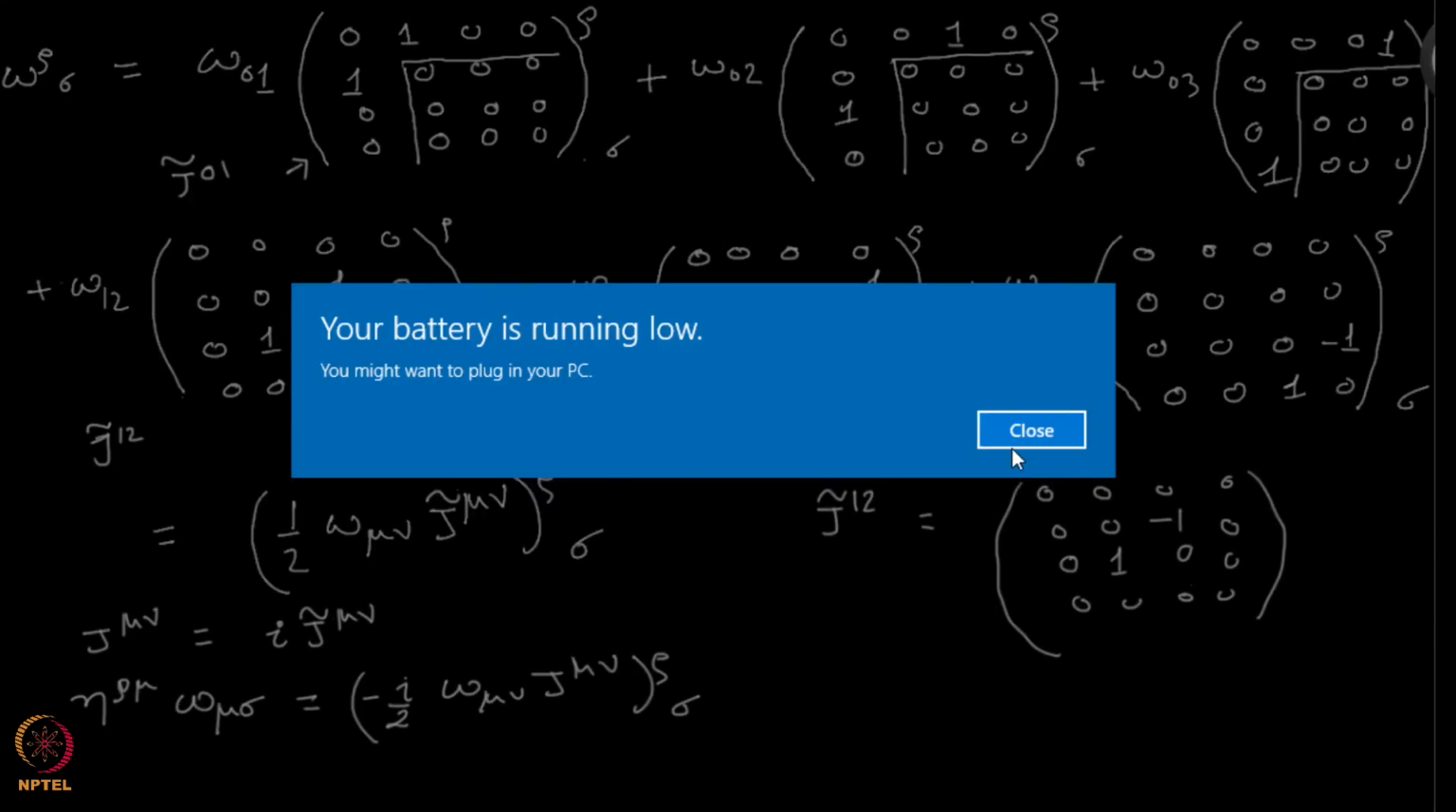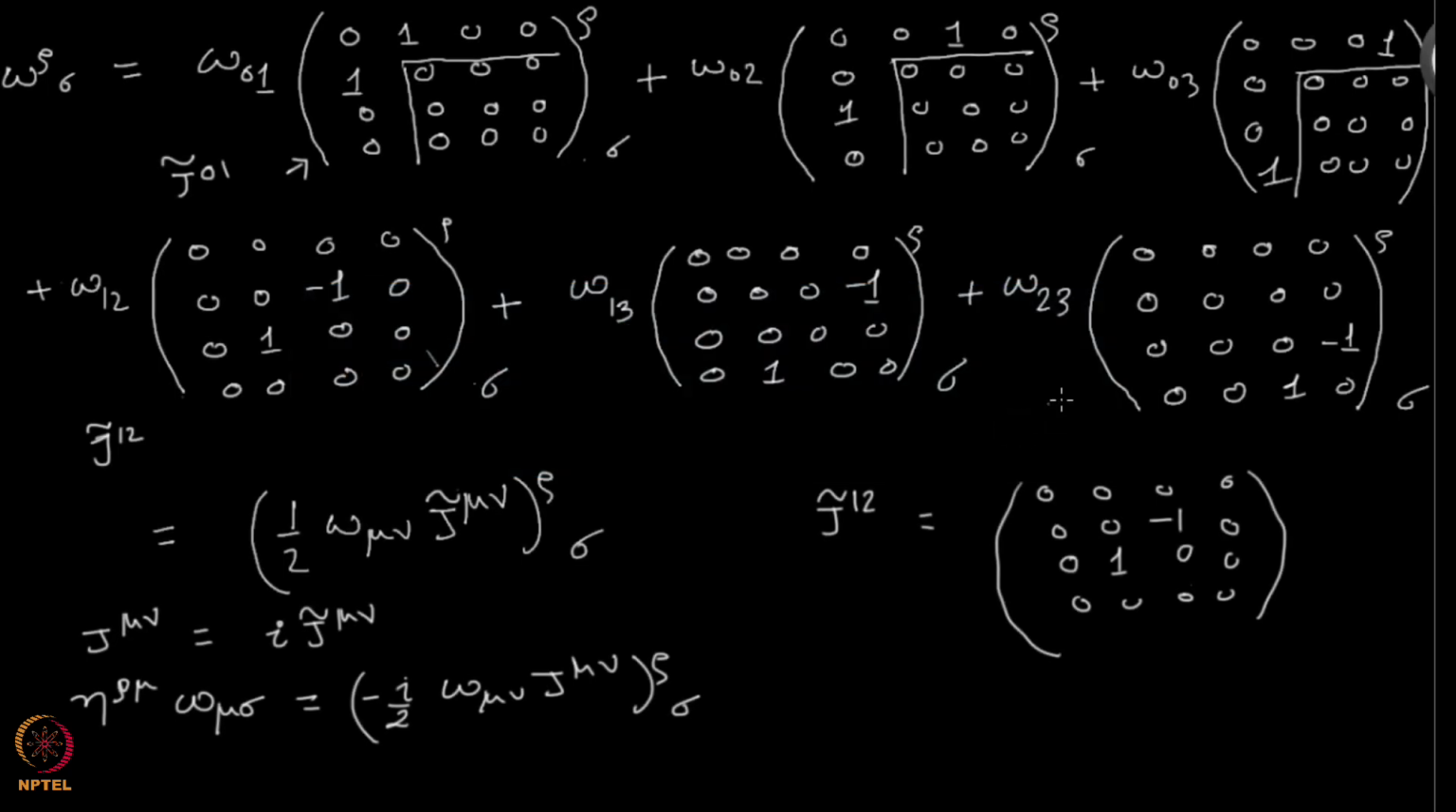Okay, my battery is going low, just a second. Okay, I think that is the reason why it was a bit dim.